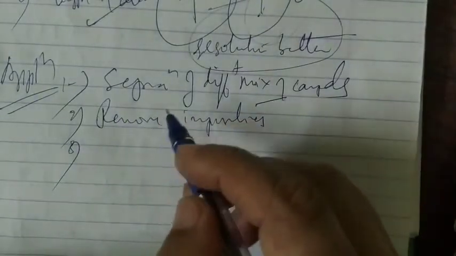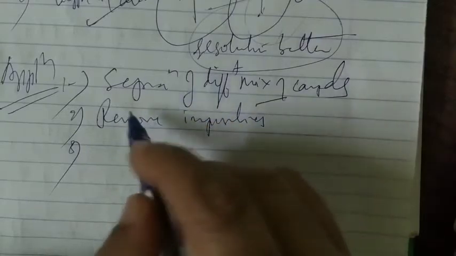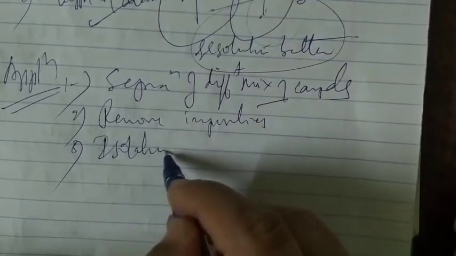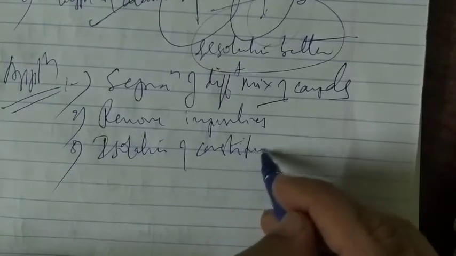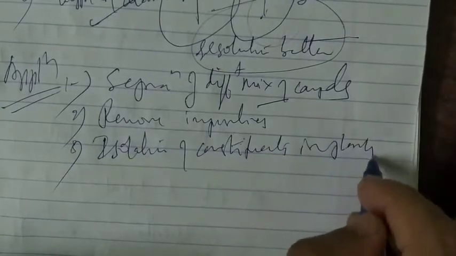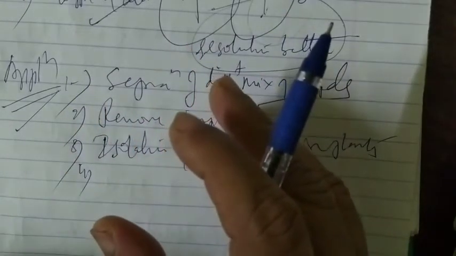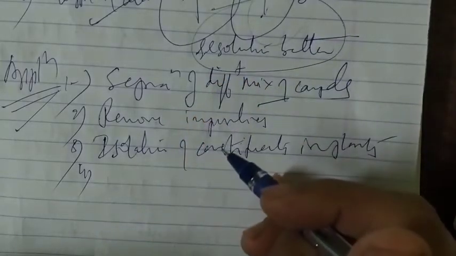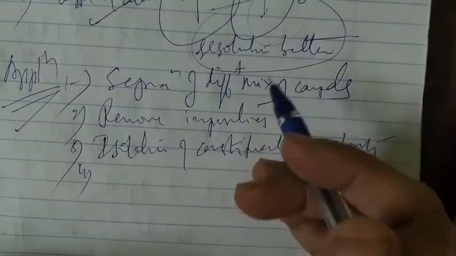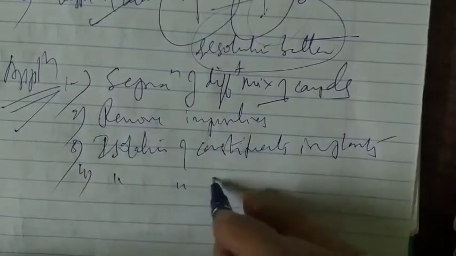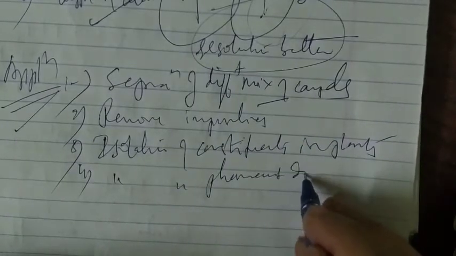And even for the isolation of constituents in plants, in plant extraction also, this column chromatography is very useful. And also in pharmaceutical drugs. So these are some of the applications of column chromatography. So here we complete column chromatography. Almost all points I have covered for column chromatography.